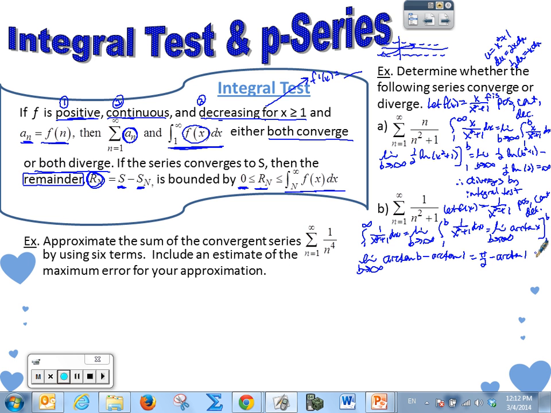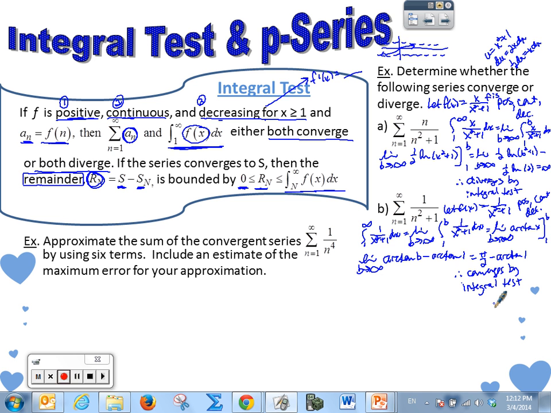Well, whatever that number is, that's a number, right? The limit or the integral is going to be an actual number. So since the integral equals a number or converges, then the series will converge. So therefore, converges by the integral test. And those are two examples of the integral test. Okay, we okay with that?